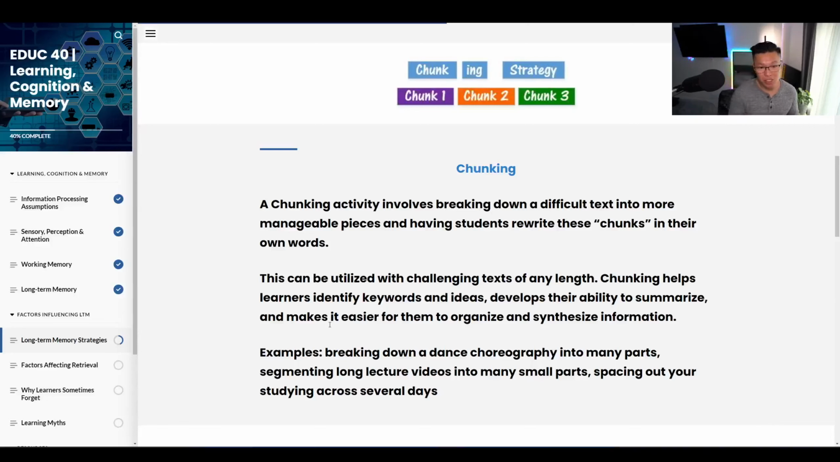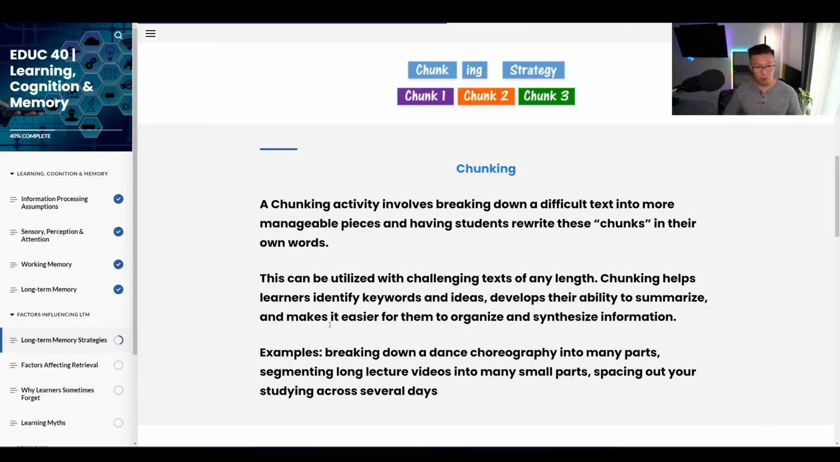This can be utilized in challenging texts at any length, or maybe challenging lecture material, reading books. Chunking helps learners identify keywords and ideas and develops the ability to summarize, to elaborate, and to think critically about the information that they're encountering and how that information actually makes sense to that individual. And so it makes it easier for them to organize and then synthesize information.